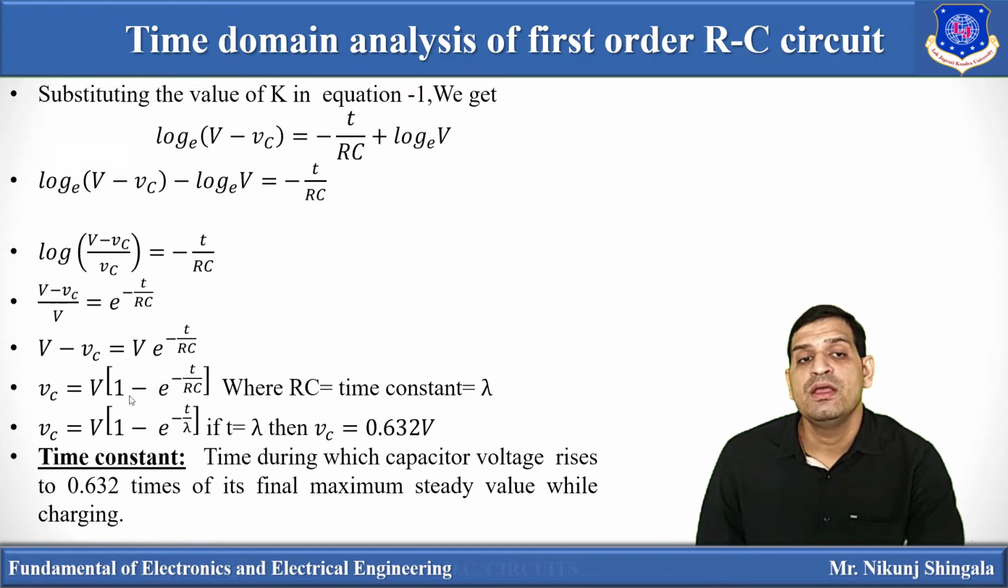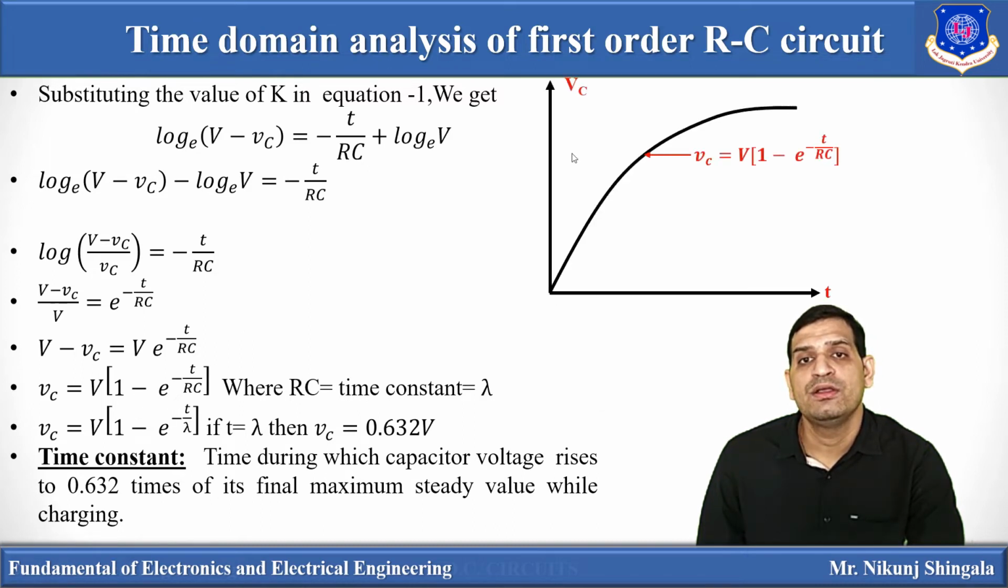Now this equation can be represented in terms of a plot, in terms of a graph. So it is a graph of capacitor voltage with respect to time t. That's why it is a time domain analysis. Now we are getting the exponential graph, and this graph is of Vc is equal to V in bracket 1 minus e raised to minus t by Rc. Steady state value of this equation is V, that is the maximum value of the graph.